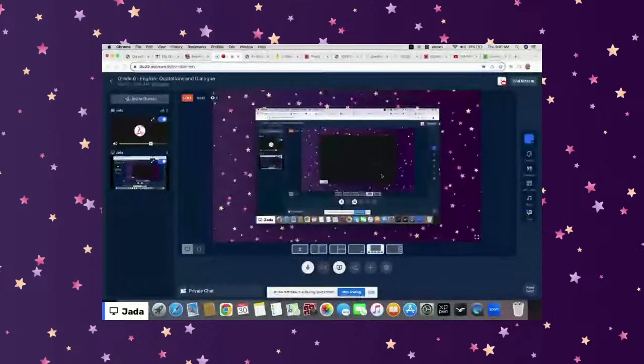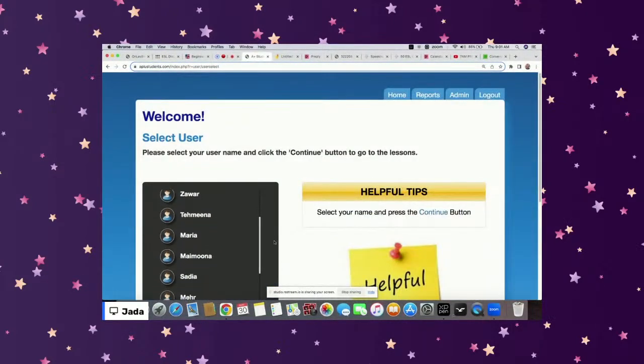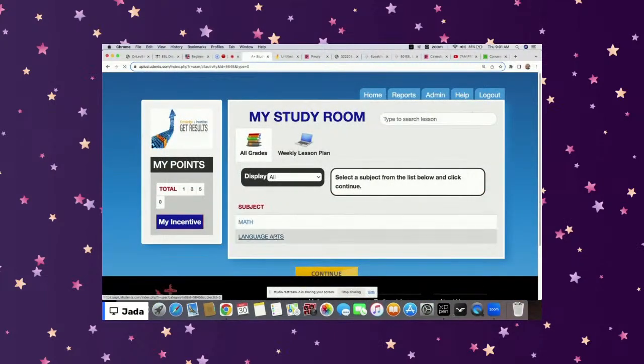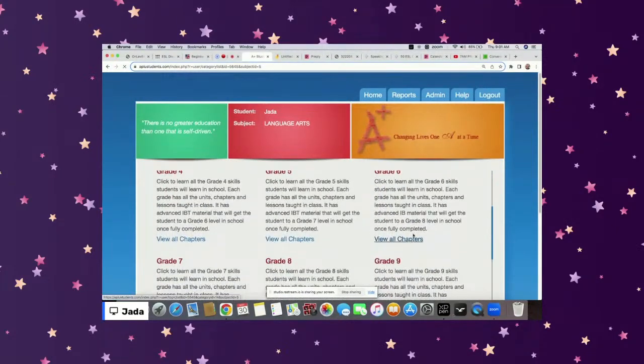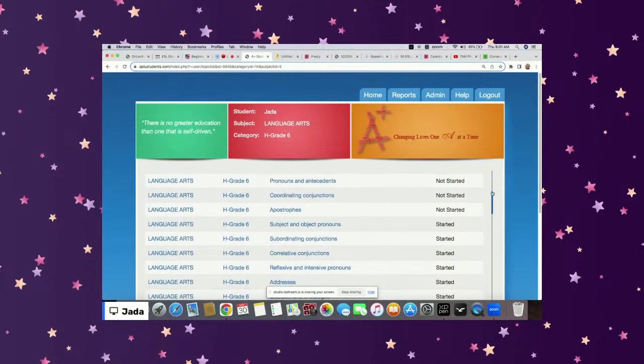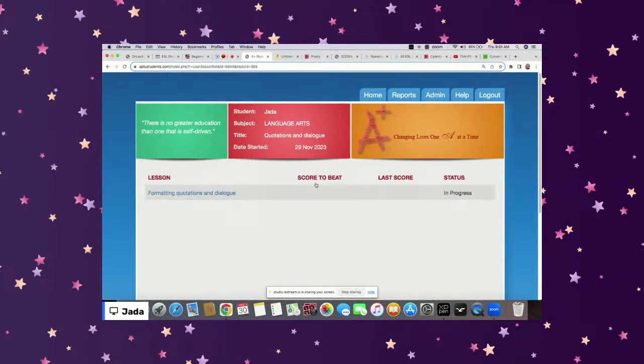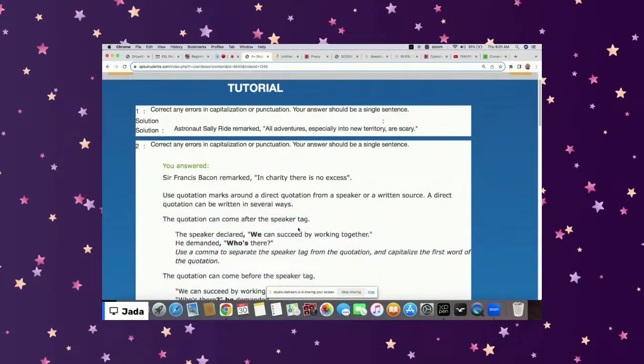I'm just gonna share my screen first off. Okay, so first you just need to log in using aplusstudent.com. Make sure you log in with your email and password, and then you can click on your name. Then we're off to Language Arts Grade 6. And then we pick the topic that we're gonna have, which is quotations and dialogue. So we have one lesson under quotations and dialogue, which is formatting quotations and dialogue. So we'll just go through the explanation first.